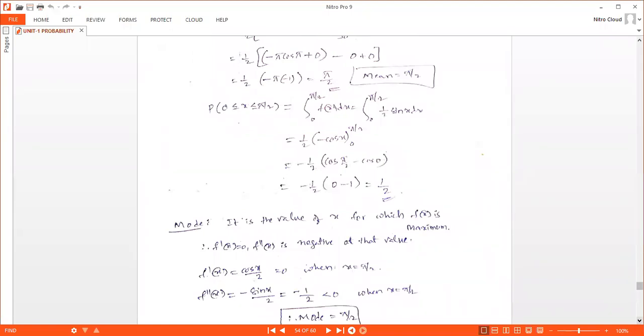Now the probability of x which lies between 0 to pi by 2. So take the integration from 0 to pi by 2 of f of x dx, equal to integral from 0 to pi by 2 of sin x by 2 dx. 1 by 2 is constant and this is a single function sin x. Integration of sin x is minus cos x within the limit 0 to pi by 2. Substitute upper limit minus lower limit. So cos 90 minus cos 0. The result is 1 by 2.